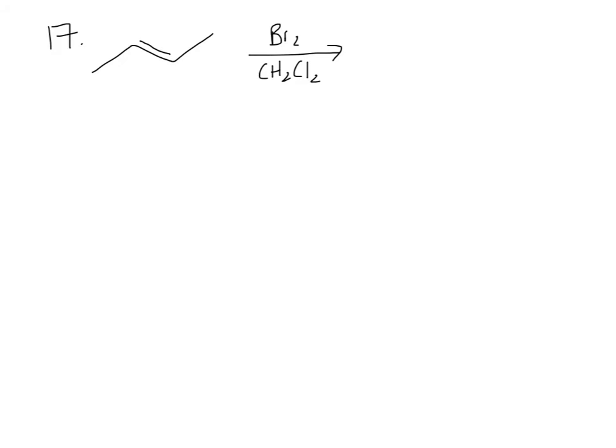So another bromine addition, and we have 2 possibilities, either from the top or the bottom. So in this case I have one methyl group wedged, the other one dashed when I make that into 3D.